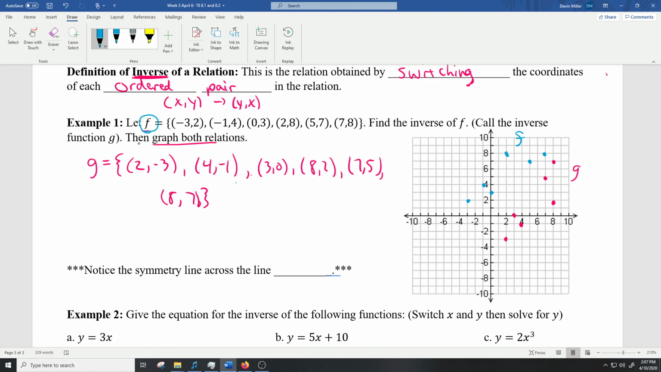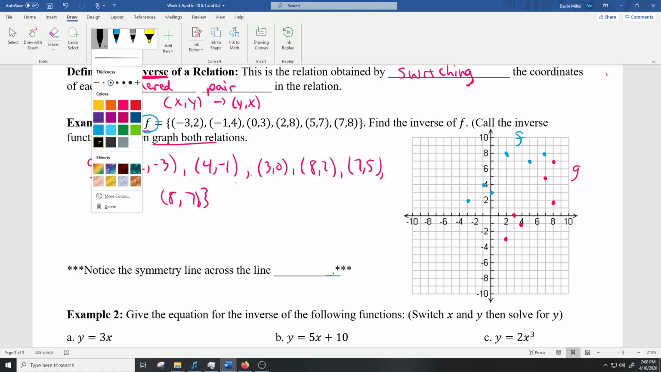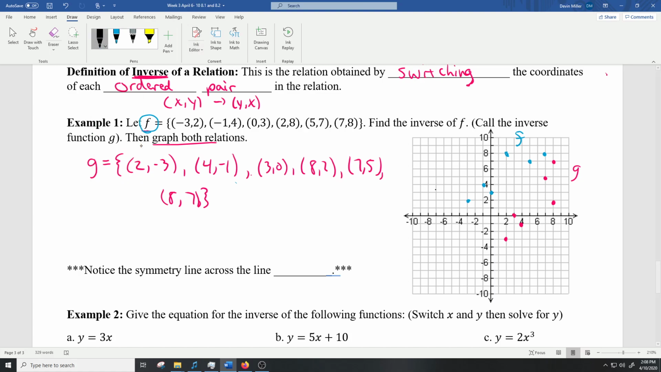If you look at all those dots, looking at F compared to G, there is some kind of symmetry going on here. That answers the bottom part here: notice there's a symmetry line across what specific line? Well, if I draw this dashed line, and we've covered this once before when we talked a little bit about inverses, a diagonal straight through, I'm going to try my best to draw it. This diagonal is the symmetry line.